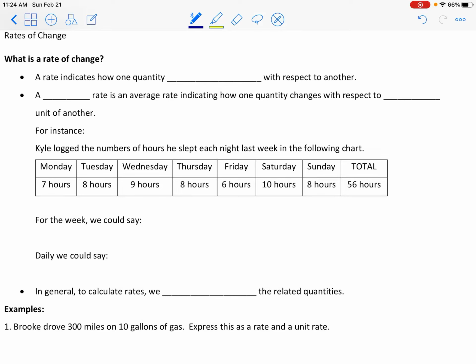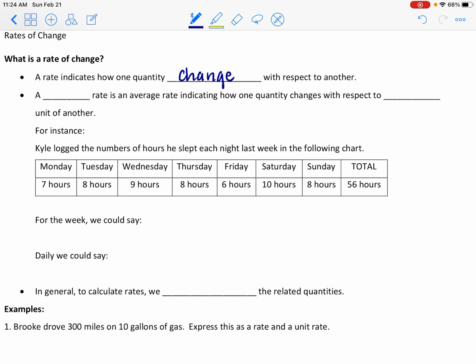So what is a rate of change? Well, a rate is describing how one quantity changes with respect to another. So one quantity changing with respect to another is precisely what a rate is. And I'm going to show you an example in just a second here.